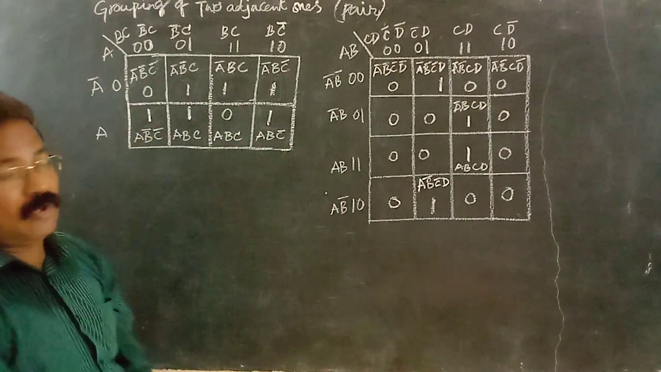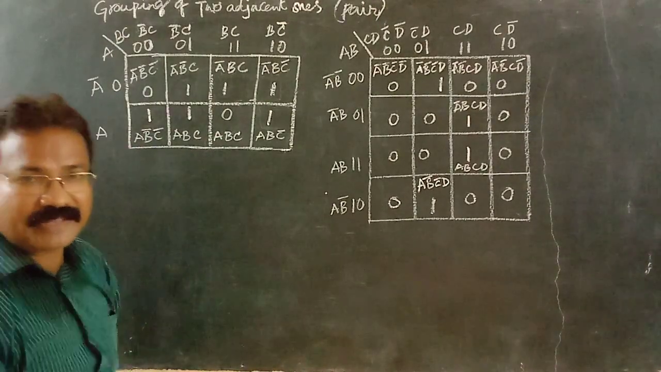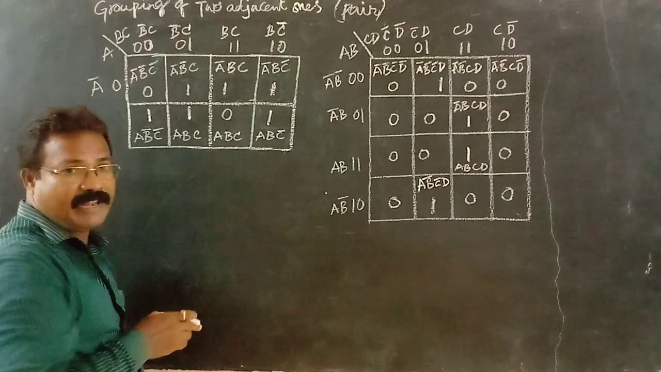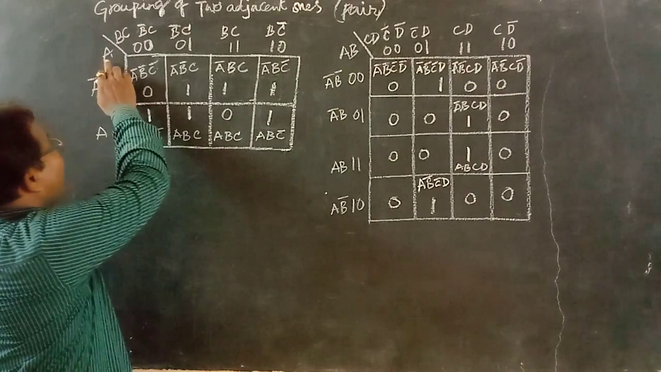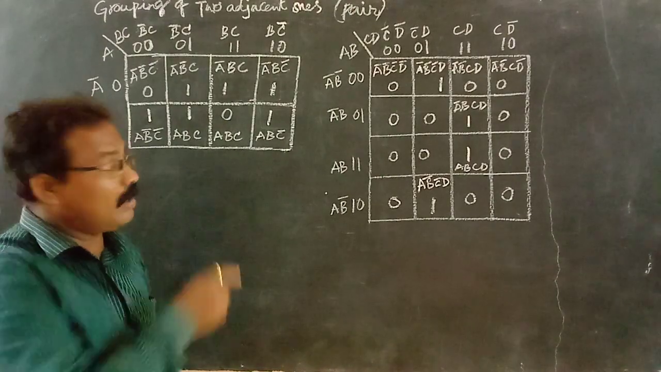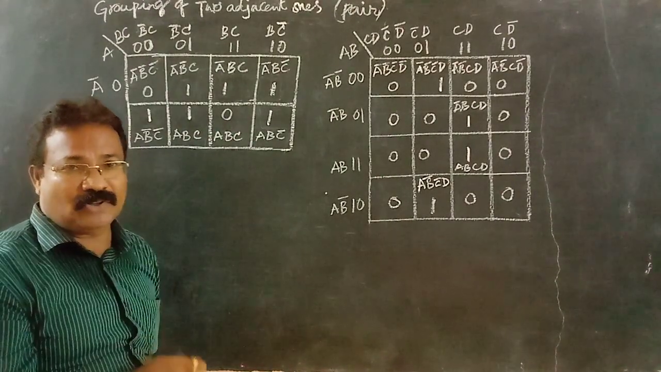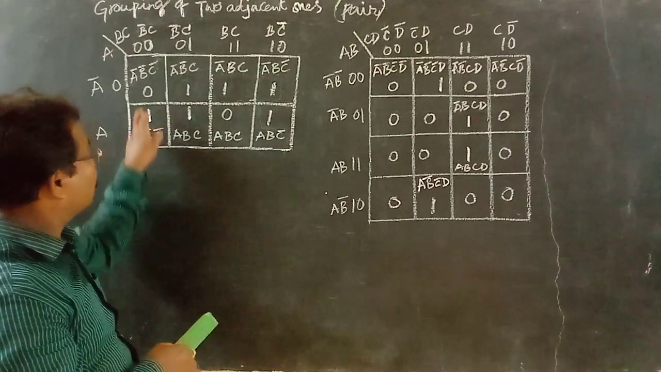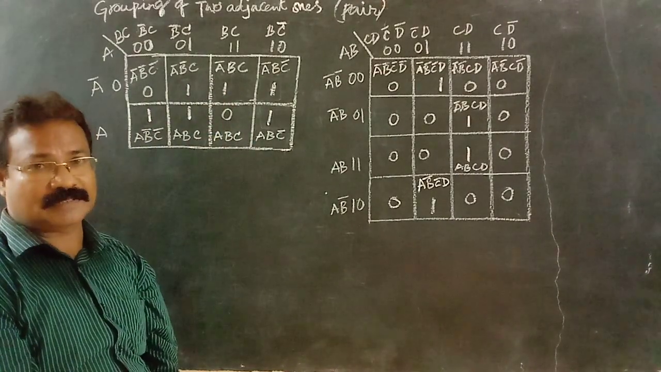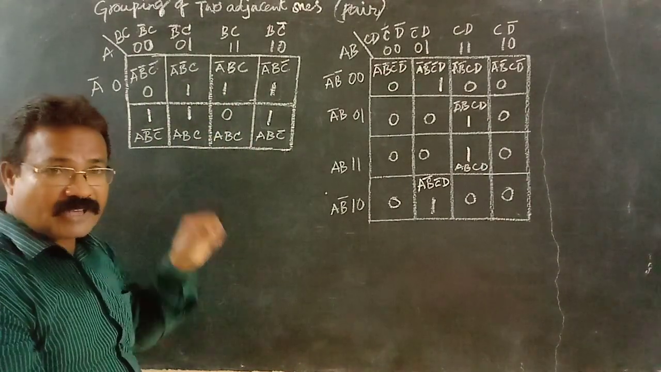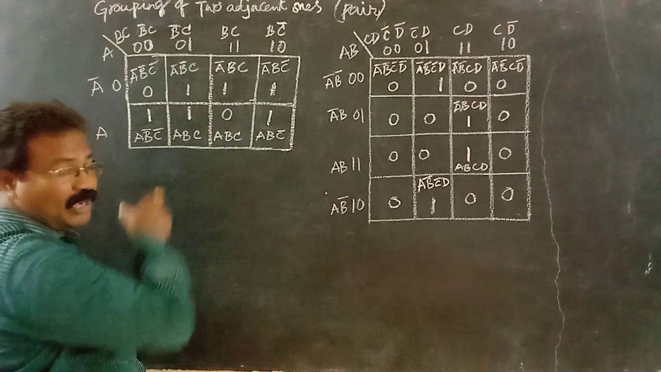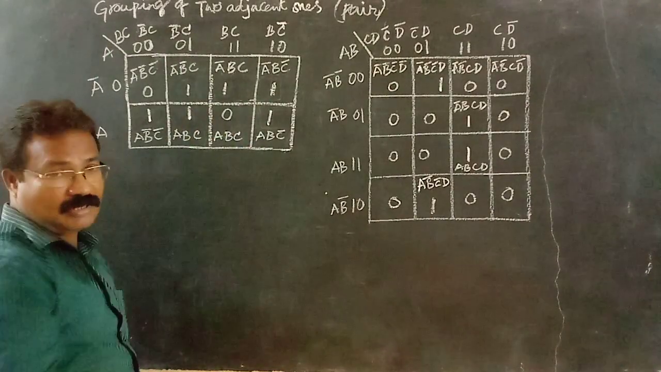Let us take one example. Here this is a three variable K-map. The three variables are A, B and C. It consists of 8 minterms and each minterm specifies a square in the K-map. So here it consists of 8 squares, 1, 2, 3, 4, 5, 6, 7, 8 squares. The data is arranged in this three variable K-map like this.